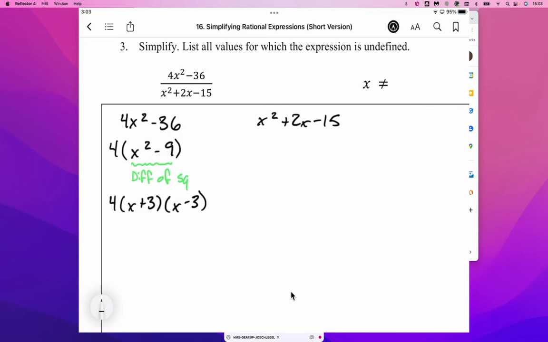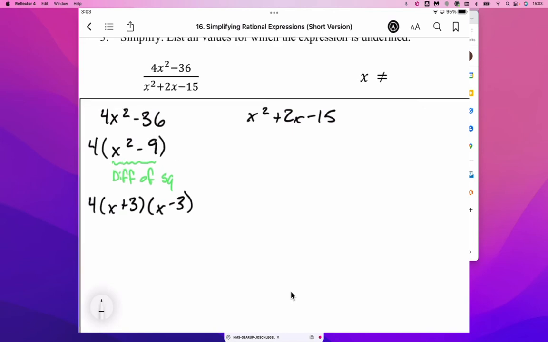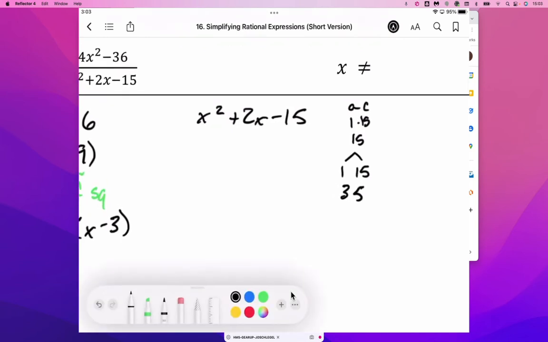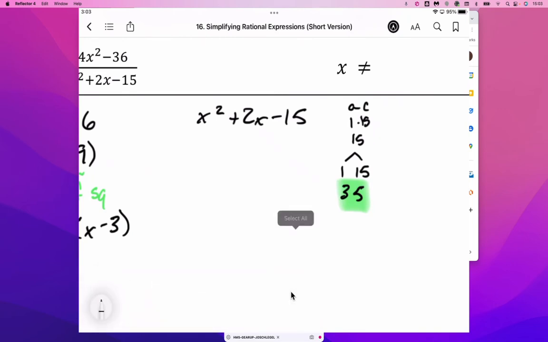The one on the right does not look like a difference of squares or anything like that, so we are going to have to use the AC method. 1 times 15 makes 15. Factors of 15: 1 and 15, 3 and 5, and then we hope that a pair there will make 2. There is a pair that will make 2, 3 and 5. We'll need a positive 5 and a negative 3. So we've got x squared plus 5x minus 3x minus 15.